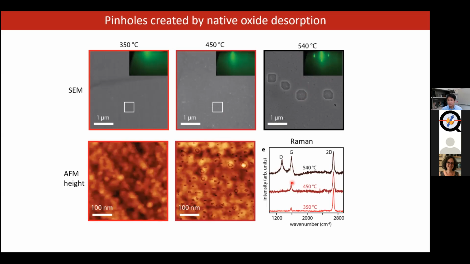As further proof that we're opening up some pinholes, you can do Raman spectroscopy. The D peak in Raman is associated with defects in the graphene. As a function of annealing at 350 degrees C, things look nice and clean. But as you start annealing to 450 and then 540 degrees C, this is where the native oxides are coming off. This D peak indicates the presence of a lot of graphene defects, and we can observe them directly based on SEM and atomic force microscopy.